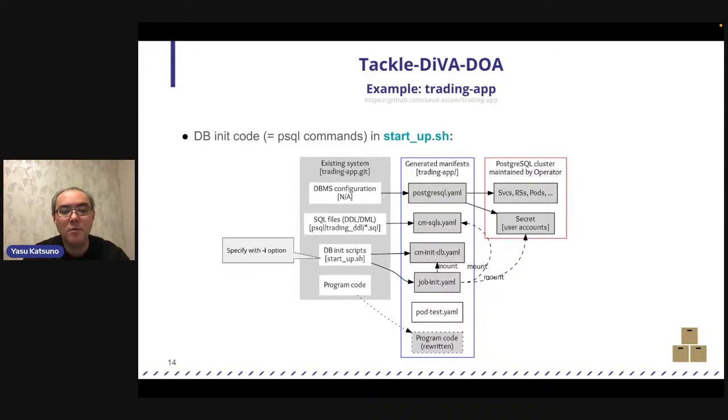In case of a trading app, the database management system configuration is not ready, but the SQL files are prepared, and the database init script is prepared. There's no program code that contains database initializations. So, in case of a trading app, DebugDOA generates four YAML files: PostgreSQL YAML, CM-SQL YAML, CM-initDB YAML, and job init YAML.